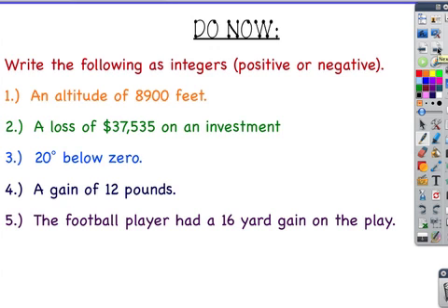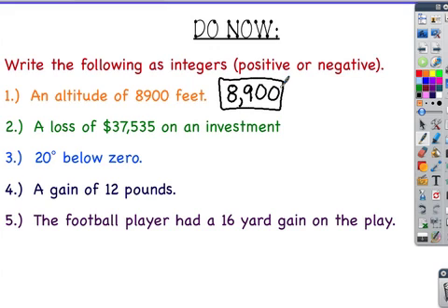Write the following as integers, positive or negative. Number 1, an altitude of 8,900 feet. Well, since we're talking about altitude, which is height, this will be a positive integer, 8,900.